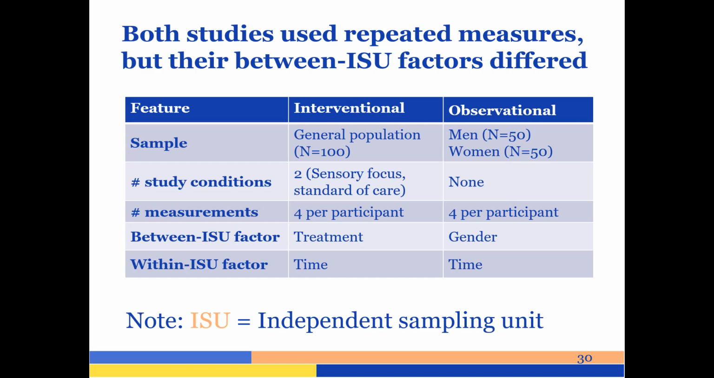As you can see, both studies had longitudinal features of repeated measures over time. The difference between the studies was that one explored an interventional between factor, which was treatment, and the other explored an observational between factor, which was gender.